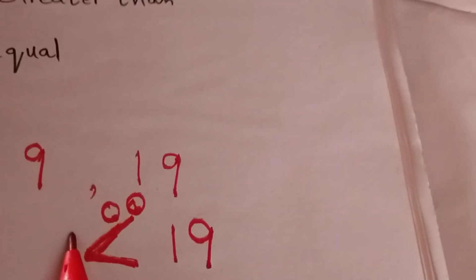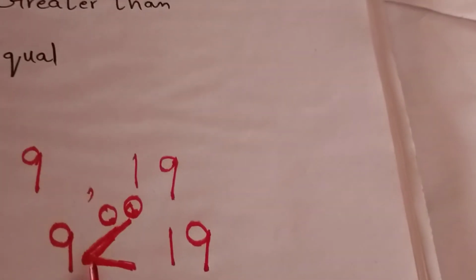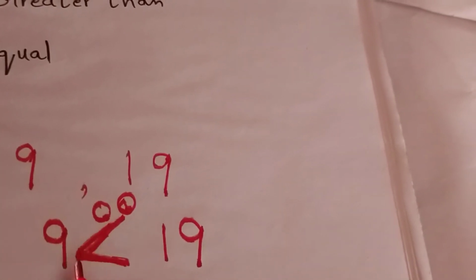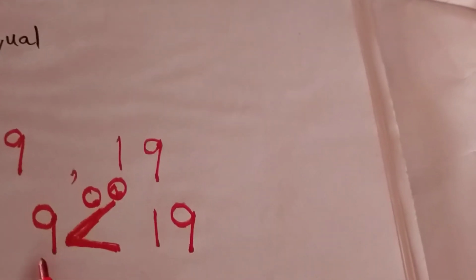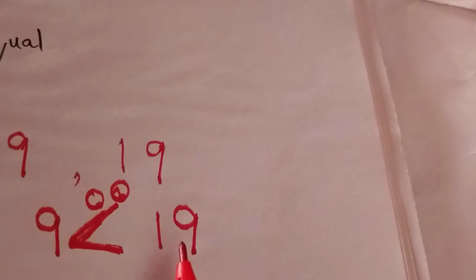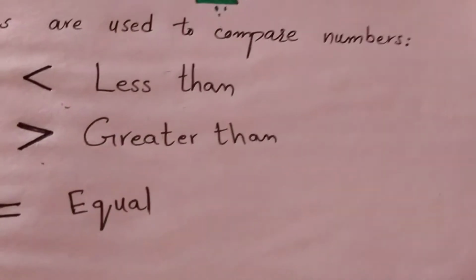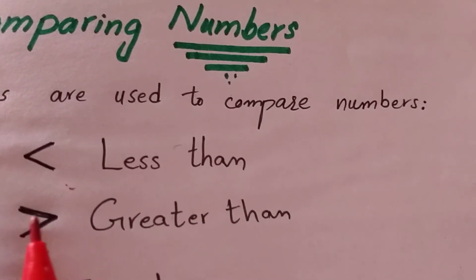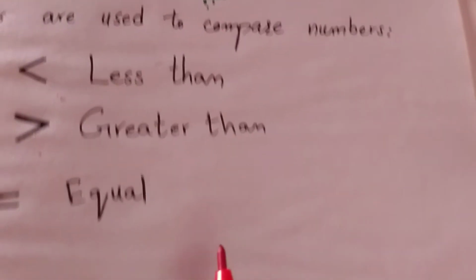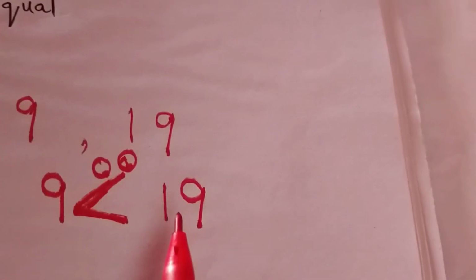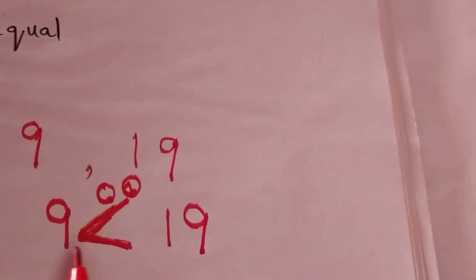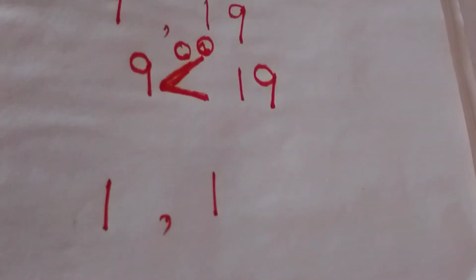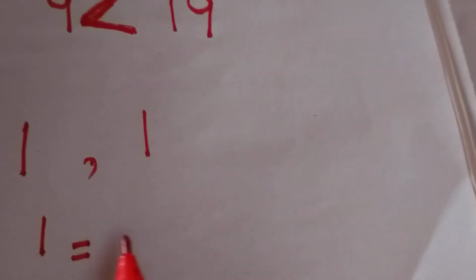Small. The open side of the greater sign points toward the greater value. 9 is less than 19. 19 is greater. The open side denotes greater. The back side of the arrow is less than. Compare this value: 1 equal to 1.